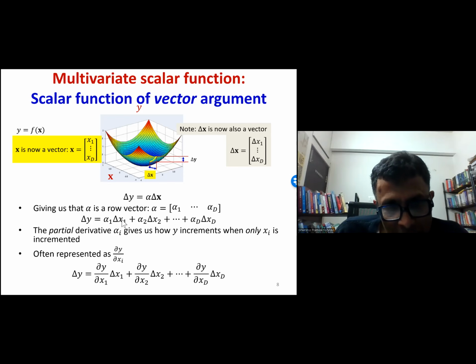And because now each of these terms is a scalar, you can write it as this ratio term, dou y over dou xi. And so once we've written it in this manner, the increment delta y can be written as the partial derivative of y with respect to x1 times delta x1 plus the partial derivative of y with respect to x2 times delta x2, and so on. Did this make sense? Did all of this make sense?